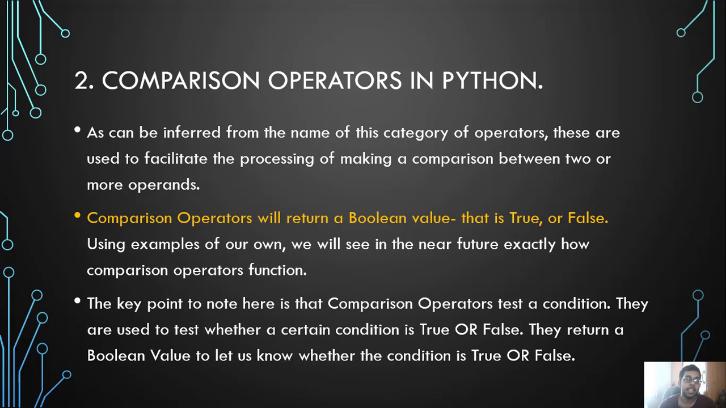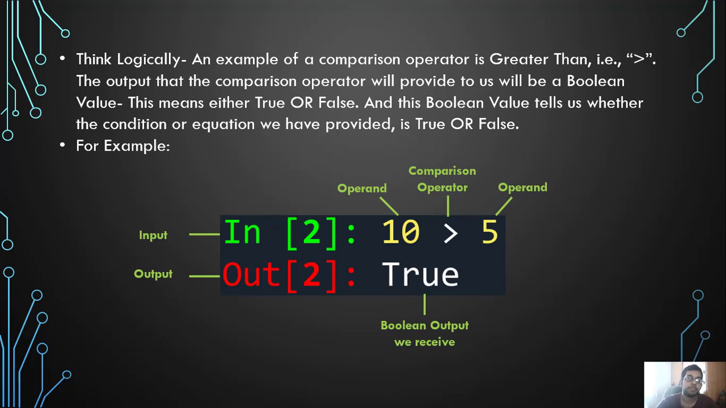The key point to note here is that comparison operators test a condition. They are used to test whether a certain condition is true or false. They return a Boolean value to let us know whether the condition is true or false. Think logically. An example of a comparison operator is greater than, that is, the greater than sign. The output that the comparison operator will provide to us will be a Boolean value. This means either true or false, and this Boolean value tells us whether the condition or equation we have provided is true or false. For example, 10 is greater than 5.